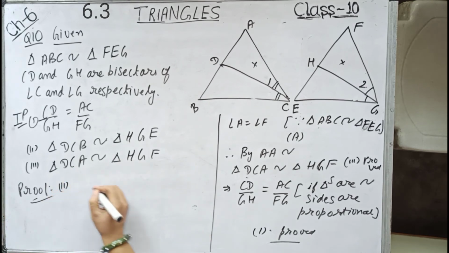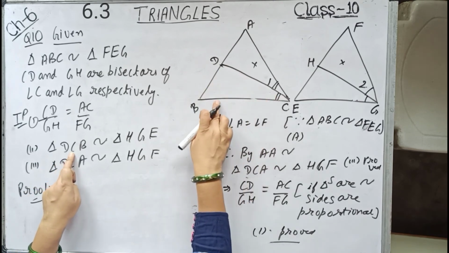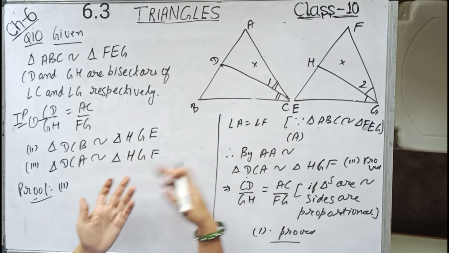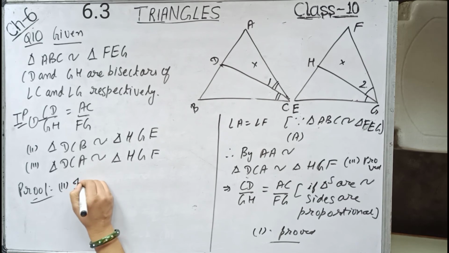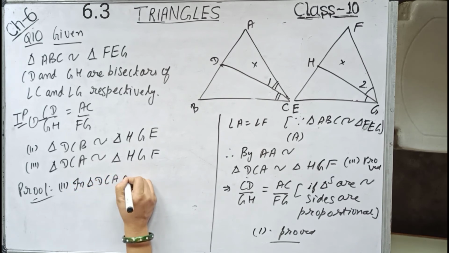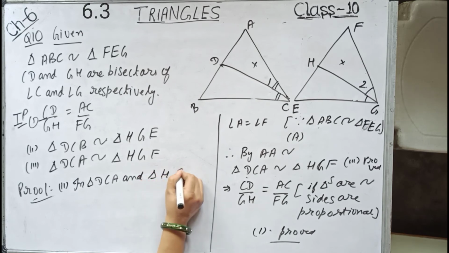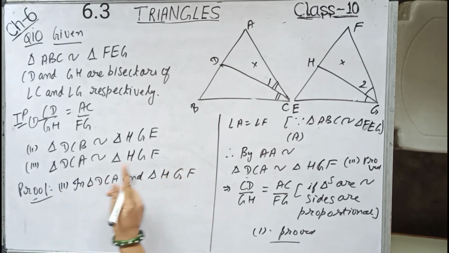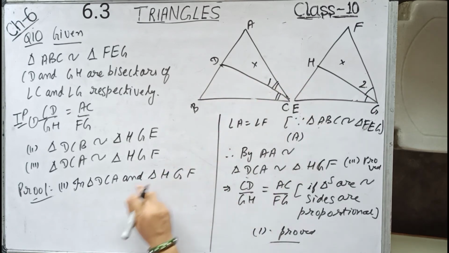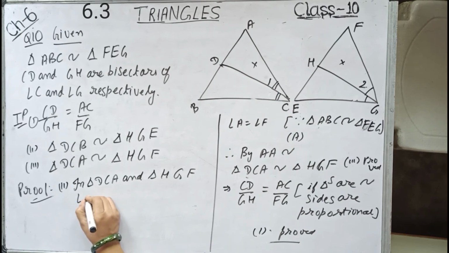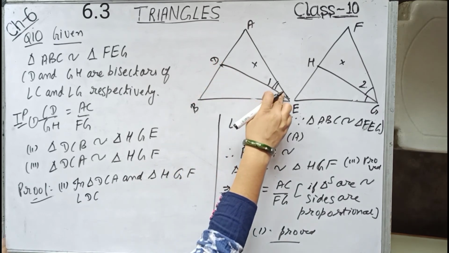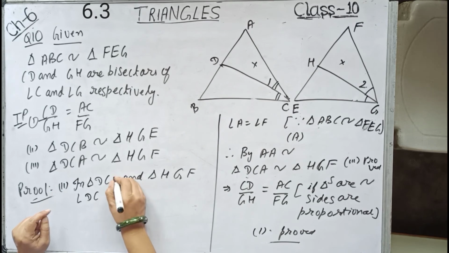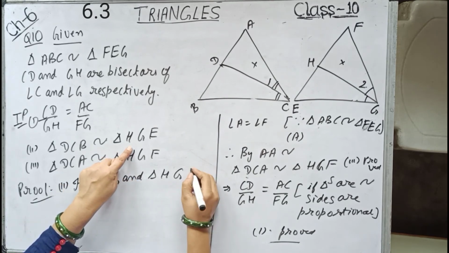Now for number 2, let us see DCB and HGE. Obviously it will be similar, like number 1 and number 3. So in triangle DCA and triangle HGF, DH has no relation, CG has a relation. So let us write angle DCB and HGE.